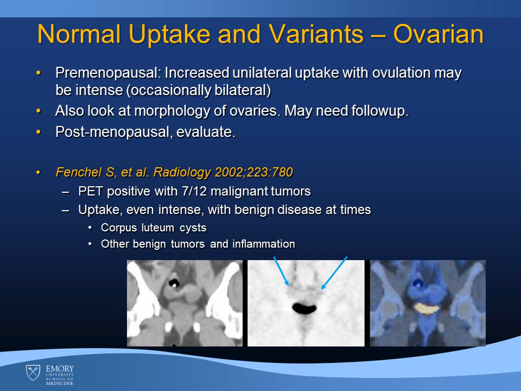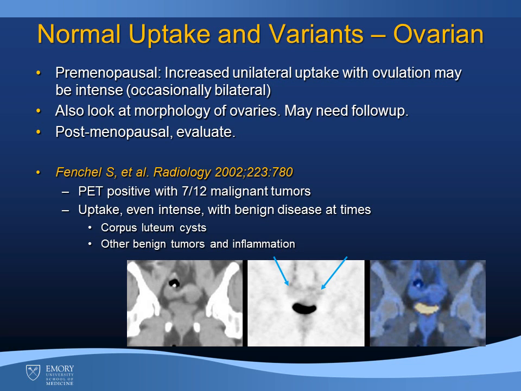With ovaries, we have the same rule of thumb as the uterus. Premenopausal, it's common to see increased unilateral uptake with ovulation, and it may even be intense. Occasionally, someone can ovulate bilaterally, but this should be carefully examined for any morphologic abnormality, since one also could have cancer in those locations, especially with certain genetic mutations. You also want to look at the morphology of the ovary, because this may need follow-up if it looks pretty ugly. Any postmenopausal activity, though, should be further evaluated in the adnexa.